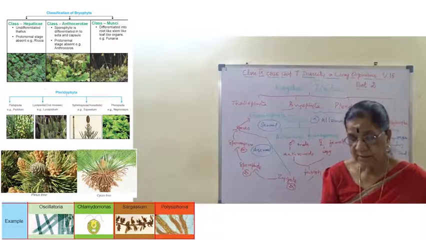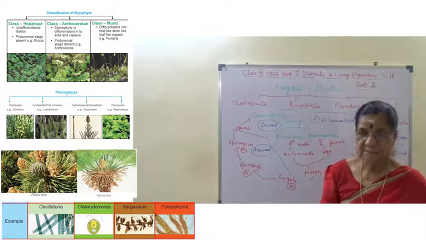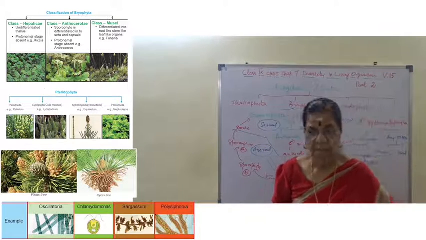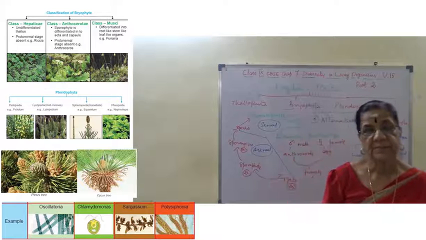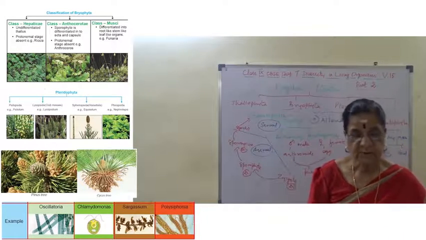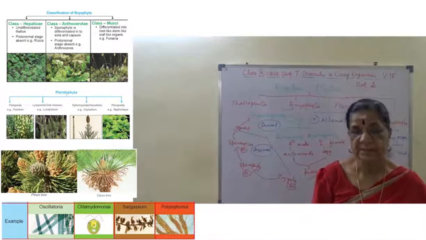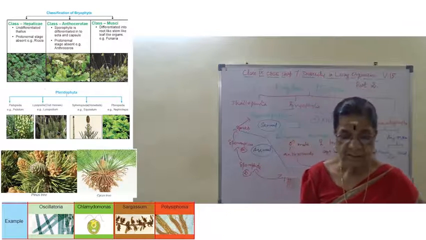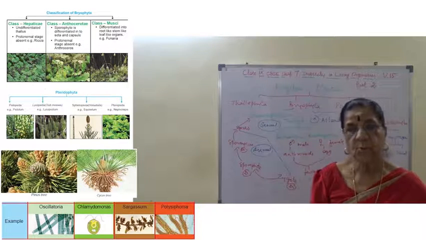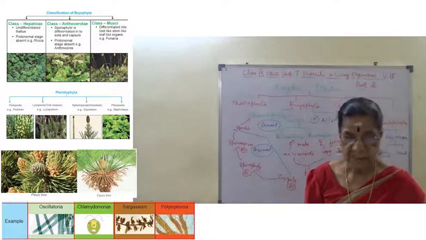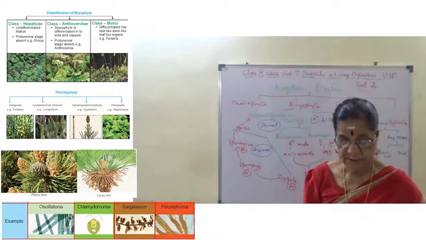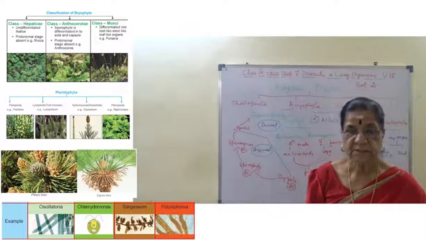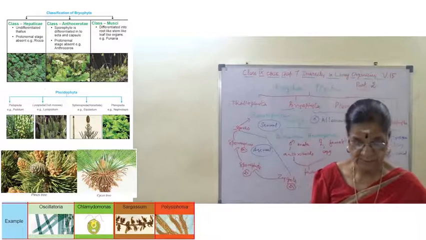Then the next class is coniferales. Example Pinus, evergreen trees with cone-like appearance. Another coniferales is the casuarina tree. Evergreen trees with cone-like appearance, needle-like leaves or scale leaves, and the seeds are winged.